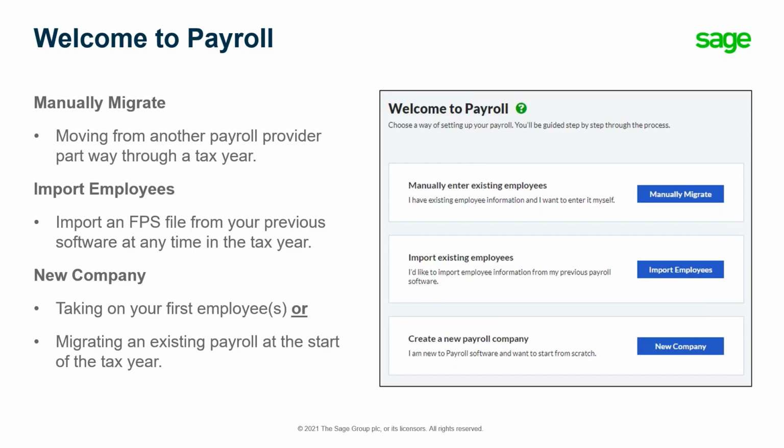The second is to import employees. So if you have an FPS file from your previous software, you can use that to import employee details and year-to-date values. And the third one is new company, which you would use if you're taking on your very first employee as a new business, or if you're migrating an existing payroll, but you're doing this at the start of a tax year, because you won't need to enter any opening balances at that point, as you'll be starting from 0 balances as at the 6th of April.